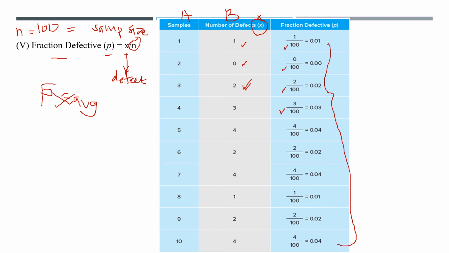So what is the purpose of calculating the fraction defective? This is used to plot the graph. We will use this data to plot the graph later on. Okay, so it is very easy. Column 1 and column 2, you just take from the question and you come up with column number 3. Just take the numbers given in the second column divided by the sample size.